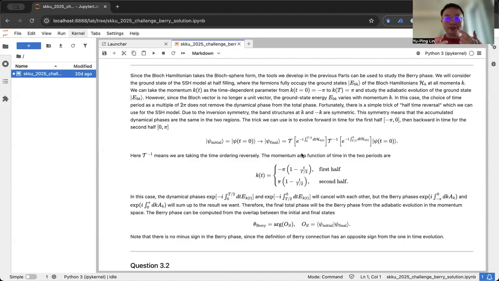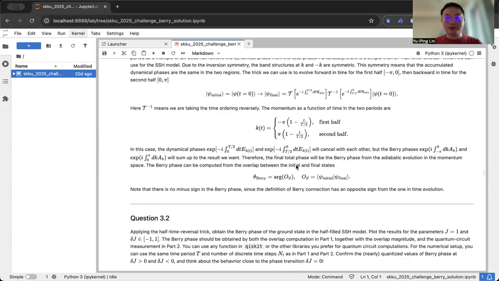That is, we can evolve the time forwardly in the first part of the momentum space, that is the Brillouin zone, and in the second part of the momentum space, we can evolve the time in the backward way, so that the dynamical phase in the two parts will cancel with each other, but the Berry phase does not depend on how you evolve the time, so it will accumulate normally. So at the end, the total complex phase will not have dynamical phase and only have the Berry phase. This is a trick called the half-time reversal evolution. As in part 1 and part 2, we will compute the overlap of the time evolution and also the quantum phase.